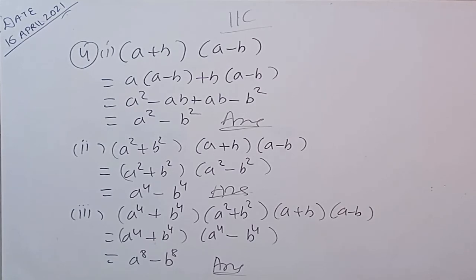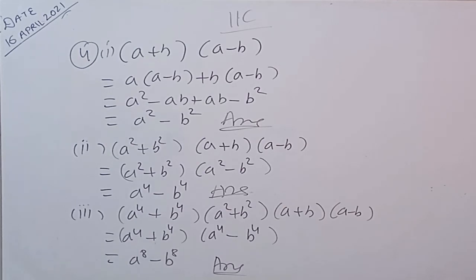Now what is the answer? a plus b, when we multiply by a minus b, we are getting the answer a square minus b square. Just remember it. What we have? a plus b, a minus b multiplied together, the answer is a square minus b square. a to the power 2, b to the power 2.